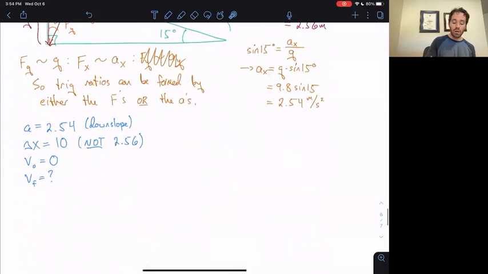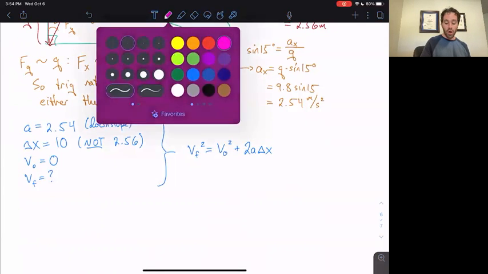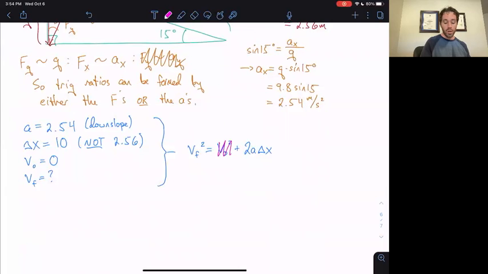There is an equation that involves all of these. And it is VF squared equals V naught squared plus 2A delta X. Oh, the thing we're trying to find is even isolated, and V naught is 0, so we can ignore it. So this is just all kinds of nice. VF is going to be equal to the square root of 2A delta X, just taking the square root of both sides.